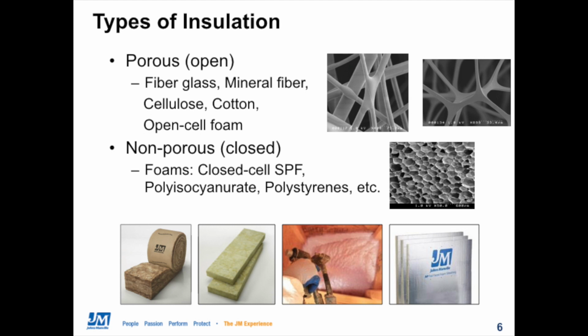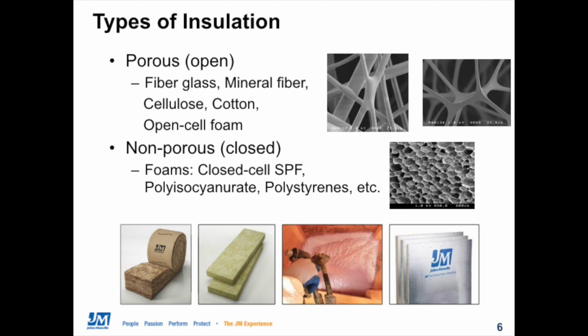If we look on the slide, these top two photographs are from electron microscopes, and they show examples of fiberglass and open cell foam. We can see that these tiny fibers and foam struts form little air spaces that help reduce conduction and convection, and then the struts themselves also scatter and absorb radiation. Porous materials tend to also provide good acoustical benefits.